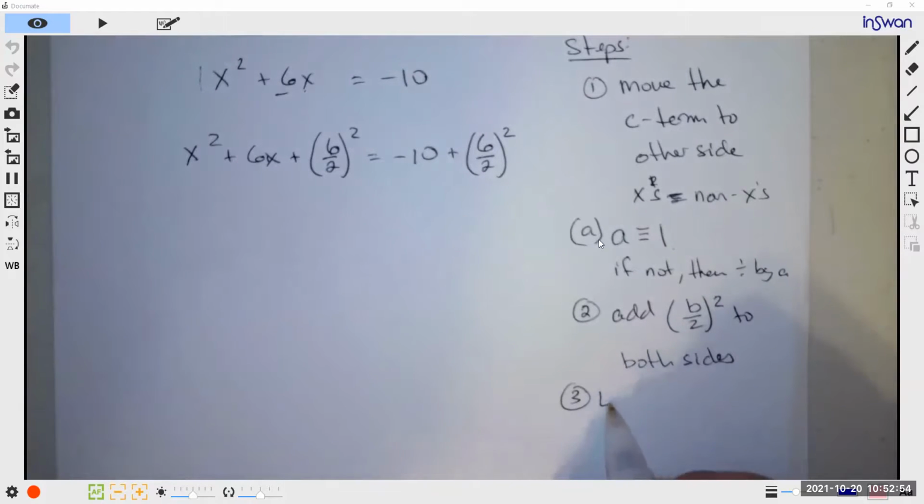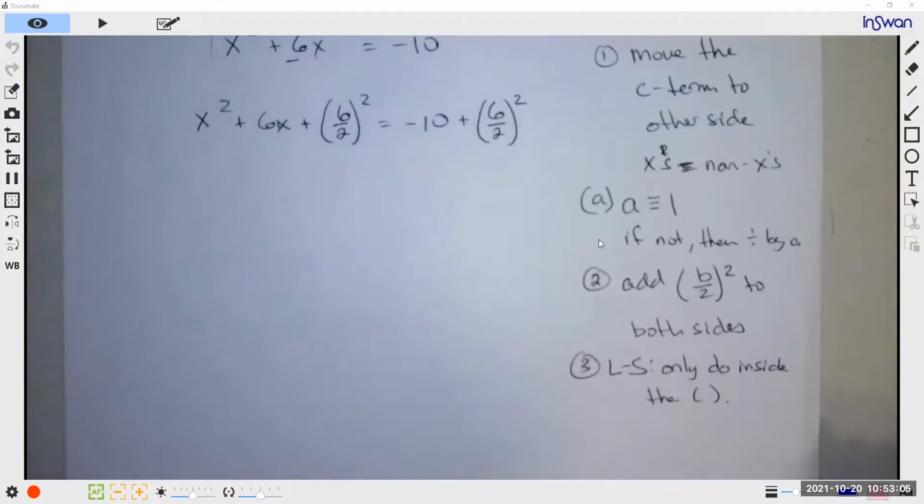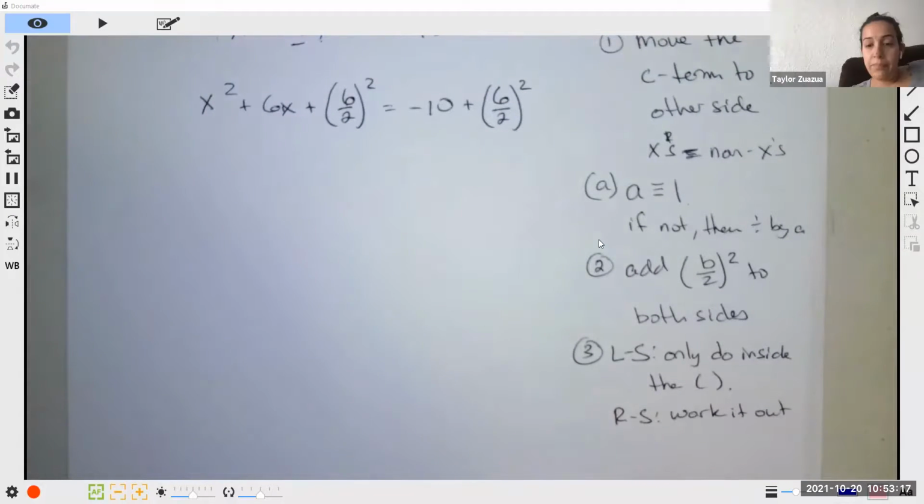Step 3, the left side, only do inside the parentheses. The right side, work it out. Go clean up.